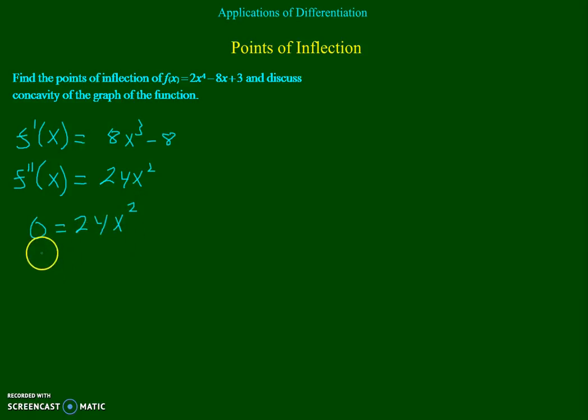And we can see that x is 0. So our potential point of inflection is simply 0. So let's go ahead and draw our line. Put our anchor point at the potential point of inflection. Test values at -1 and 1.